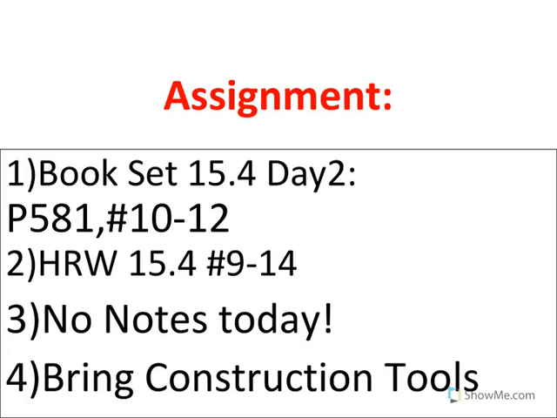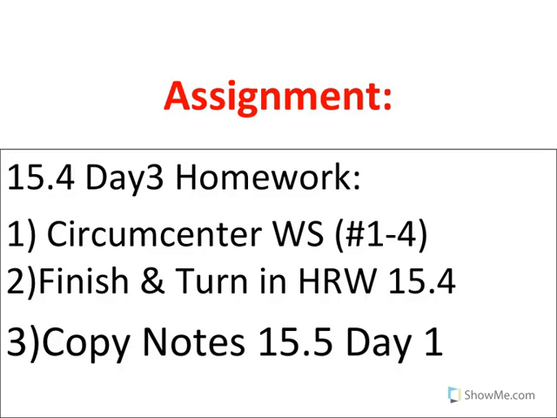Okay, so that's the end of day 2. So your assignment for today is number 10 through 12, and you are to continue with your HRW. And for day 3, we will be doing construction, so we need you guys to bring in your construction tools, right? Okay, so for day 3, we will be working on a worksheet, and to finish your HRW and to copy down 15.1 day 1 notes.